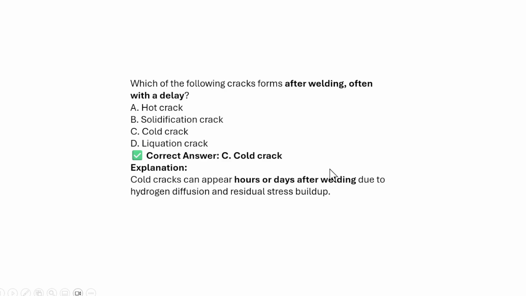Next, which of the following cracks form after welding, often delayed? Delayed cracking is nothing but hydrogen embrittlement cracking, or hydrogen induced cracking, or cold cracking. Options are A hot cracking, B solidification cracking, C cold cracking, D liquation cracking. The answer will be cold cracking, nothing but hydrogen embrittlement cracking. So the answer will be C. Cold cracking can appear hours or days after welding due to hydrogen diffusion and residual stress buildup.